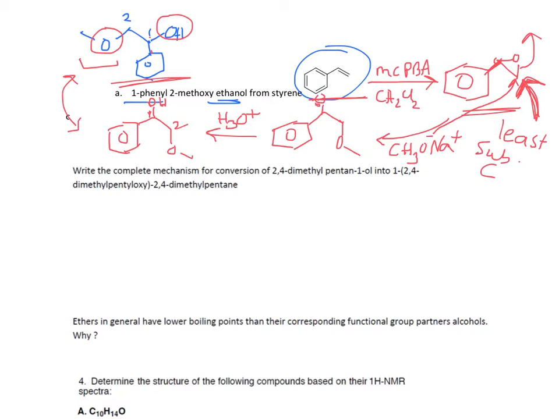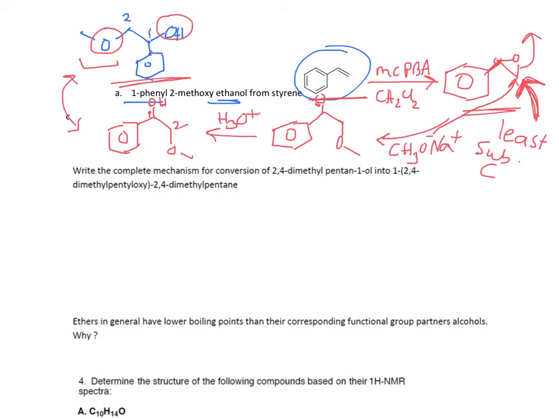All right, let's go forward. We have some more questions. Some of these questions are actually from some previous exams. One of these is the wiki that we were not able to go through in class because the student was absent. So I wanted to take the time to go over those questions so you get the exposure. The question is, write the complete mechanism for conversion of 2,4-dimethylpentan-1-ol into the given ether.